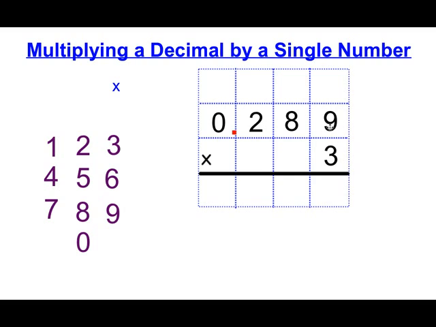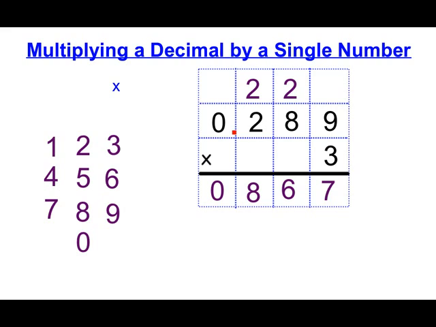Starting on the right, 9 times 3 is 27. So I write a 7 and I carry a 2. I repeat the problem. 8 times 3 is 24. Plus 2 is 26. So I need a 6. And since I have more numbers, I need to put a 2 up above the 2 that already exists that I haven't multiplied by. 2 times 3 is 6. Plus 2 is 8. 0 times 3 is 0.